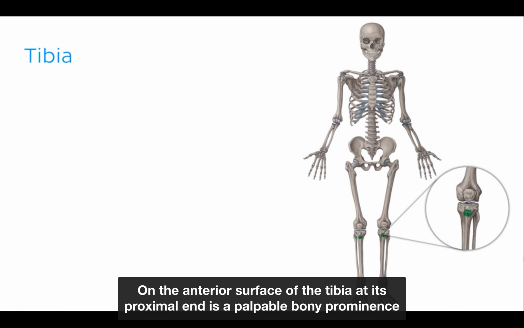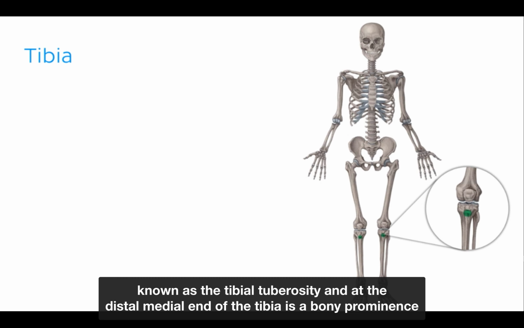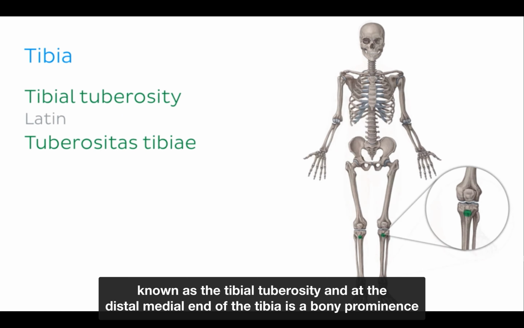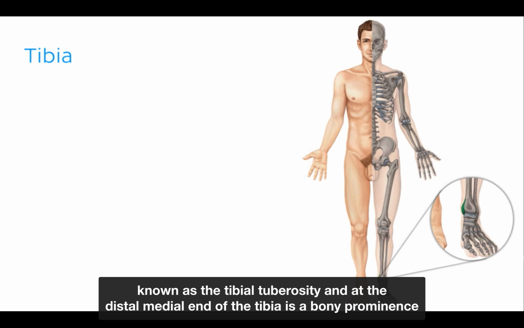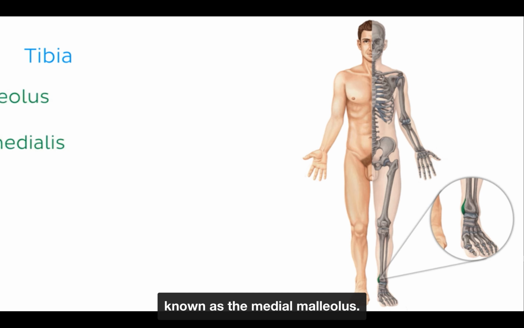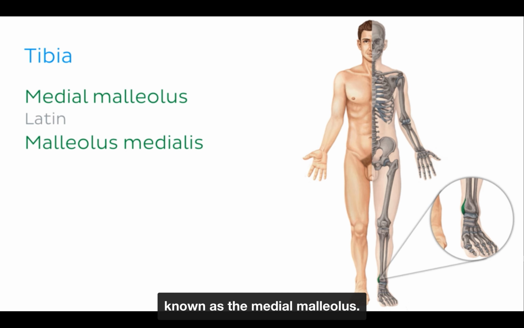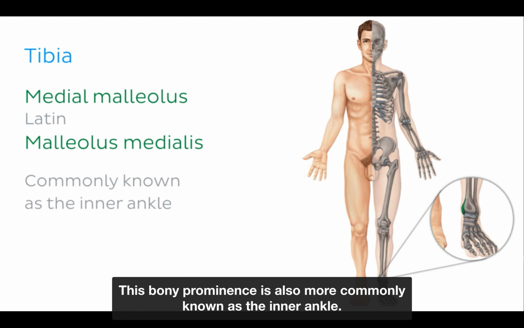On the anterior surface of the tibia, at its proximal end, is a palpable bony prominence known as the tibial tuberosity. And at the distal medial end of the tibia is a bony prominence known as the medial malleolus. This bony prominence is also more commonly known as the inner ankle.